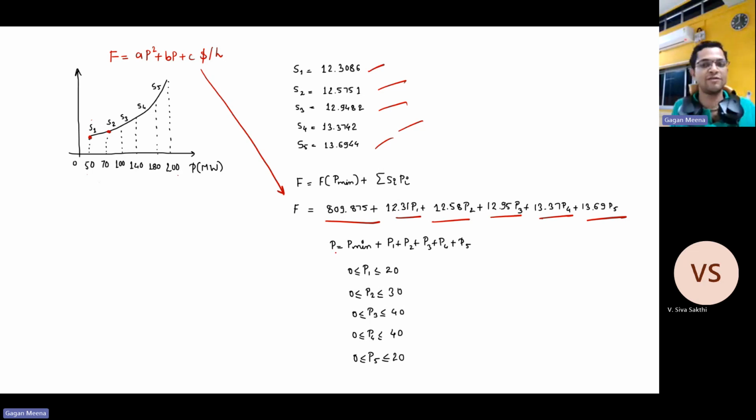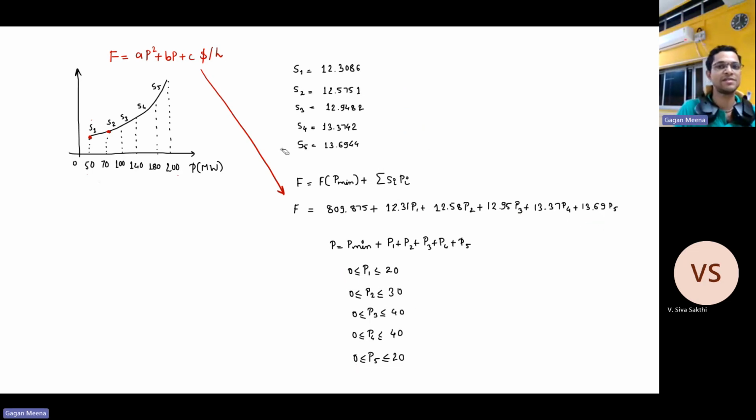And P will be P minimum plus P1 plus P2 plus P3 plus P4 plus P5. And P1 lies between 0 and the length of each of these segments. This is 20, 30, 40, 40, and 20, which is the same here. This is very easy.